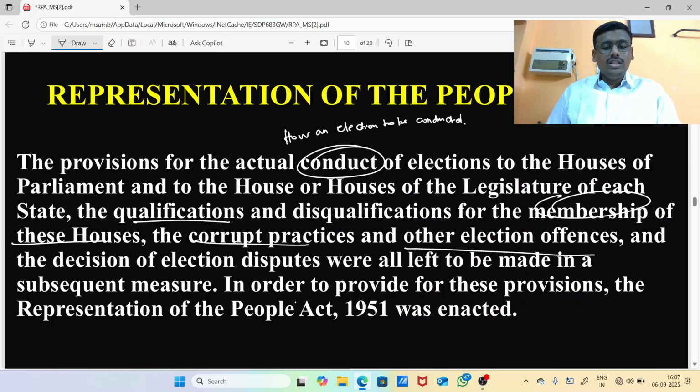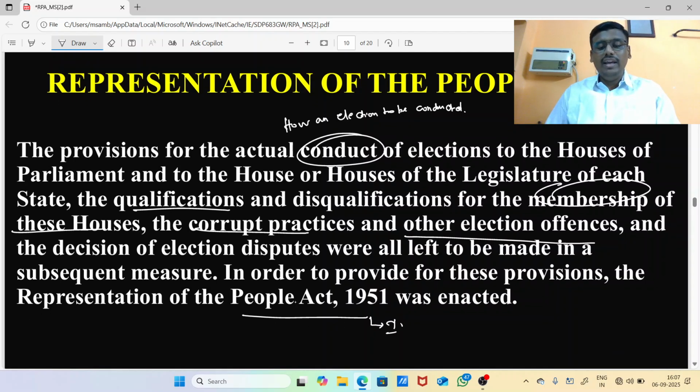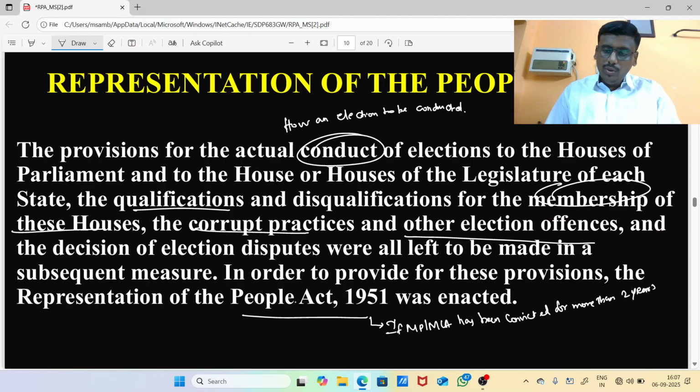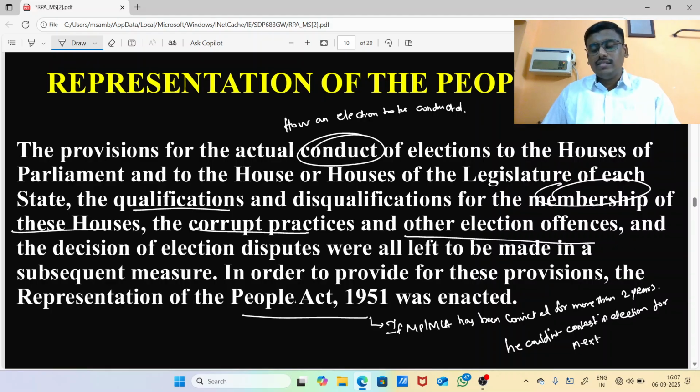So, in this Representation of People Act, the most important point is that if an MP or MLA has been convicted for more than 2 years, he could not contest in an election for the next 6 years. So, totally 8 years he could not contest.